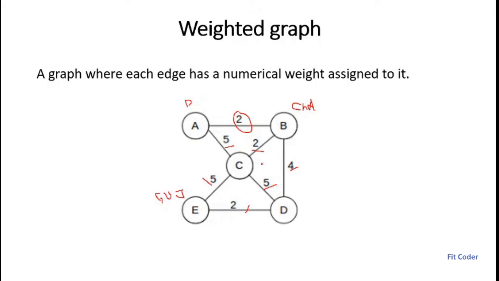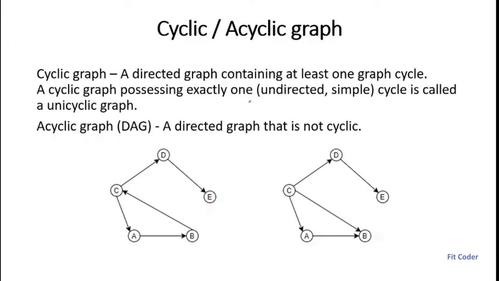And this C, let's say, is Noida. From Delhi to Noida, you have to incur 5 cost. In this way, you can compute the cost required to travel from Delhi to Gujarat. If you compute all of these costs, you can find the minimum cost you have to incur to reach from point A to some other point. So weighted graphs are useful when you know the cost incurred to reach from one vertex to another.